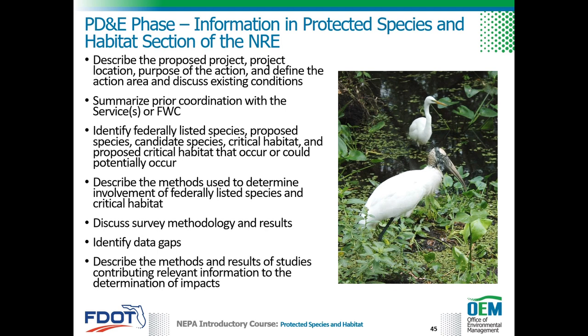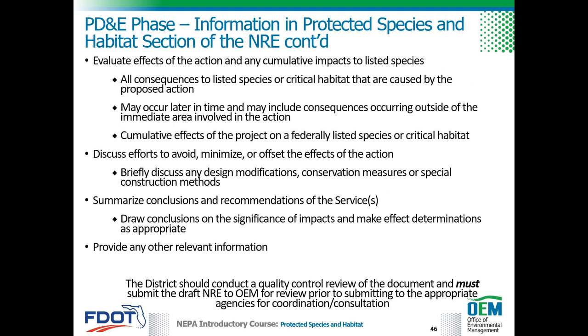6. Identify any data gaps. Any data gaps or lack of information should be explained and their effects addressed. 7. Describe the methods and results of studies that contribute information relevant to determining actual and potential project impacts on a federally listed species or critical habitat. 8. Evaluate the effects of the action and any cumulative impacts.